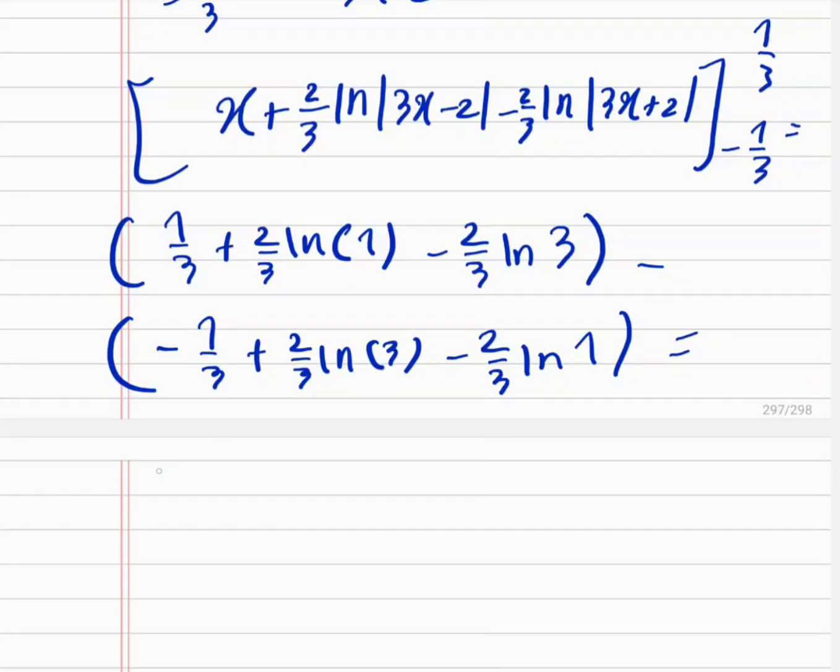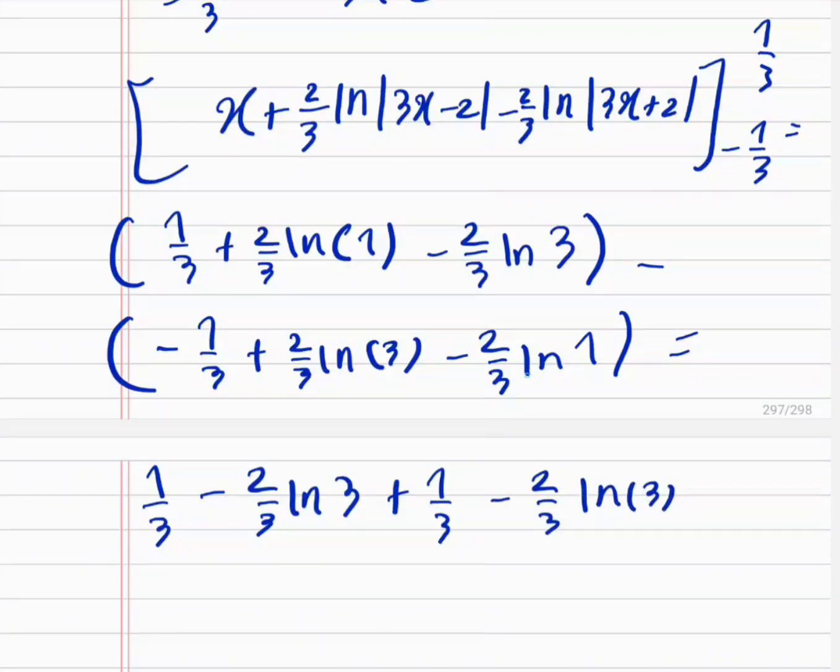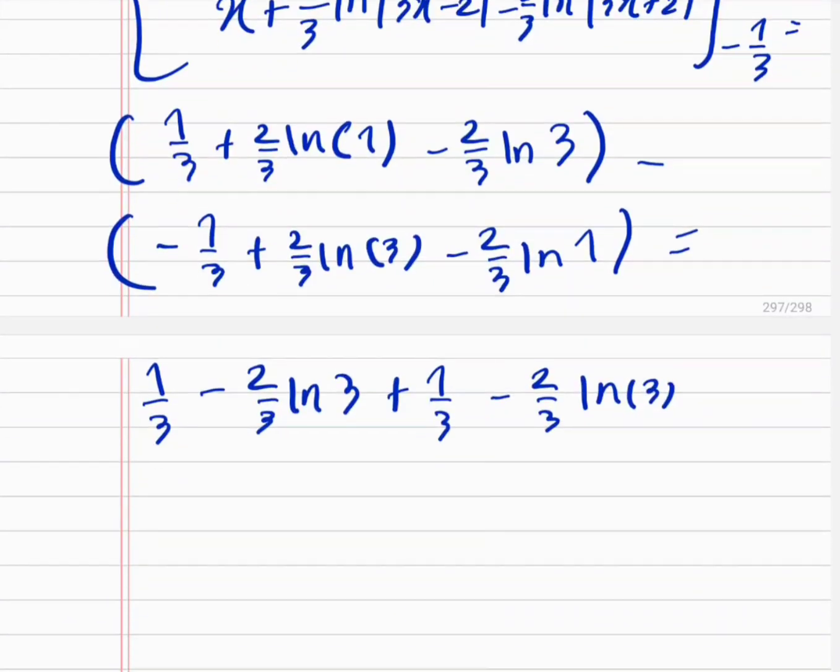Now the first bracket is 1 over 3. Remember ln 1 is 0, so this term is just 0, and then minus 2 over 3 ln 3. For the second bracket, we have minus a third, and then minus 2 over 3 ln 3, but the last term is again 0 because we have ln 1. And at this point, we get 2 over 3 minus 4 over 3 ln 3.